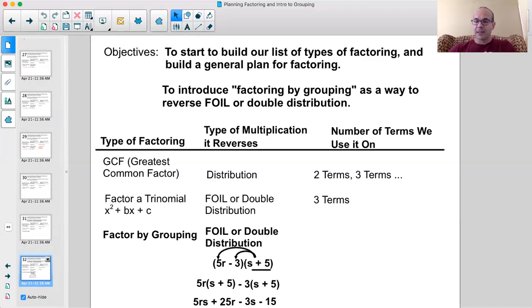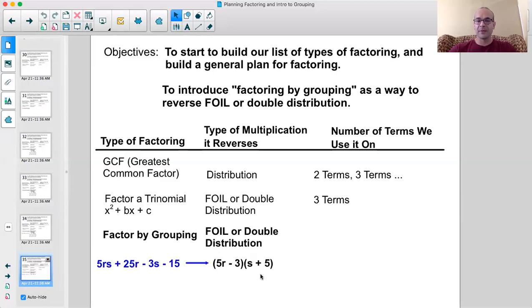So I guess it would stand to reason that I could give you this 4-term expression, and if I teach you the right things, we should be able to factor it to this expression. So if that multiplication turns into this expression, then this expression should be able to factor that, but not until you learn factor by grouping.